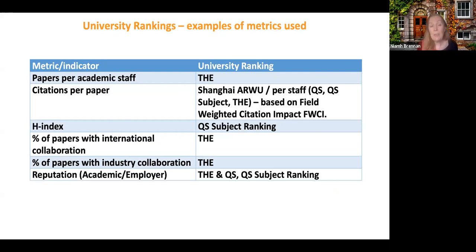The QS subject ranking counts the H index as well. Times Higher Education counts percentages of papers with international collaborations and percentages of papers with industry collaborations, using Scopus, a bibliometric tool, as a source of that information. And then separately and outside the bibliometric area, they'll use reputation indicators, at least Times Higher and QS will. Shanghai use purely bibliometric indicators for their rankings. So you can see how Eugene Garfield was right in being amazed at how bibliometrics have really taken over and have become very, very influential.